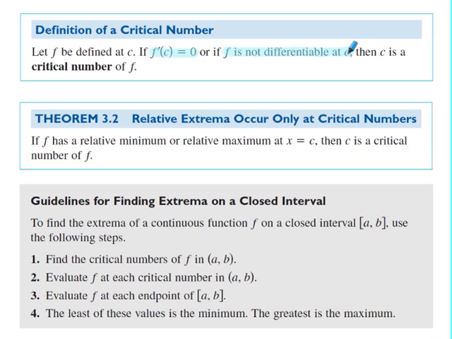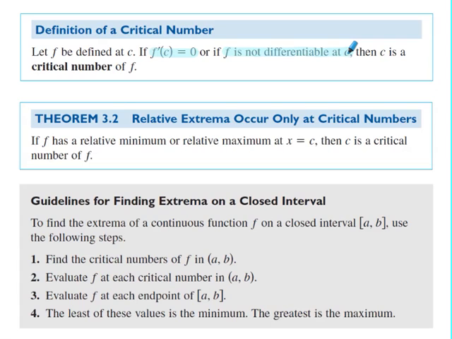So here's our guidelines for finding extrema on a closed interval. This is what we're focusing on today, because today's just a closed interval. It's not an open interval. First of all, if we're going to find the extrema, we are going to find the critical numbers of f. So that means we've got to find the derivative, see where it equals 0 or where it's undefined.